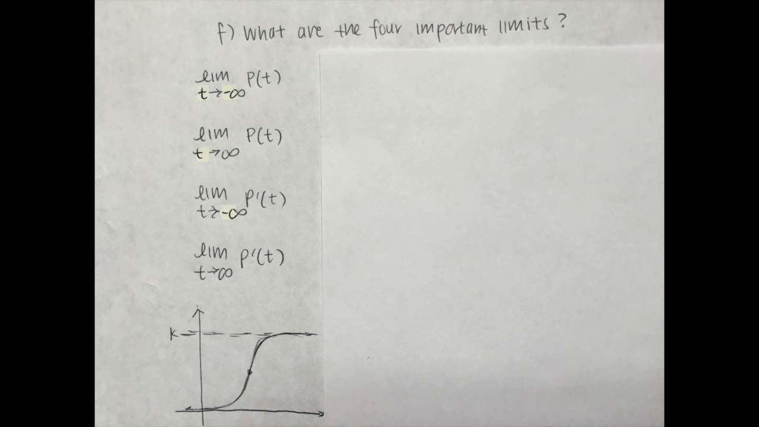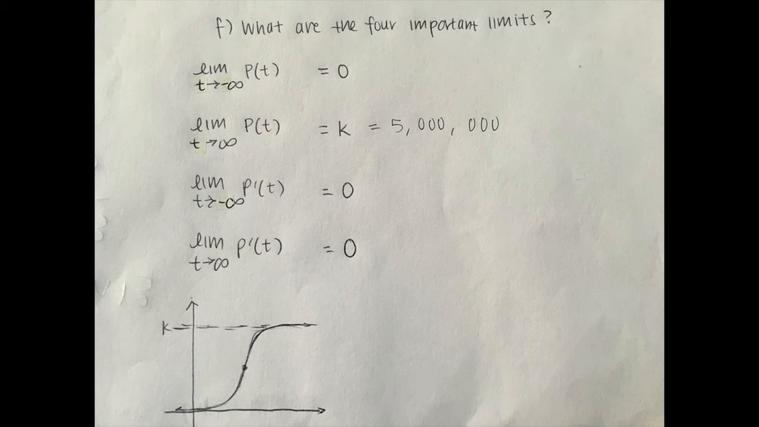Below I have graphed the logistic curve of P(t). Looking at the graph, we can see that the first limit would equal 0, while the second limit would equal K, which is 5 million, and the third limit would equal 0, and the fourth limit would also equal 0 as the graph levels off at the top.